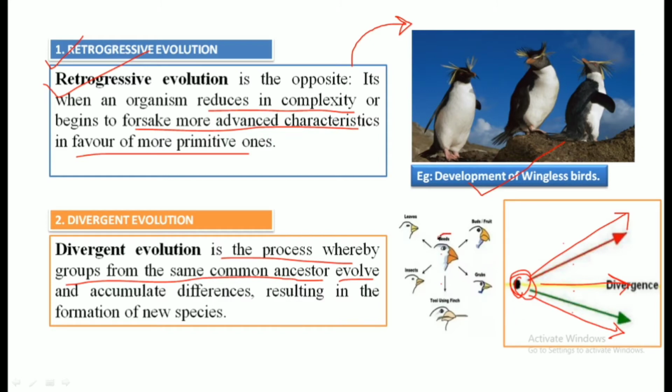Like the seed-eating bird is a common ancestor for these birds, like those eating the fruits, those eating the leaves, those eating the insects and all those, resulting in the formation of new species.